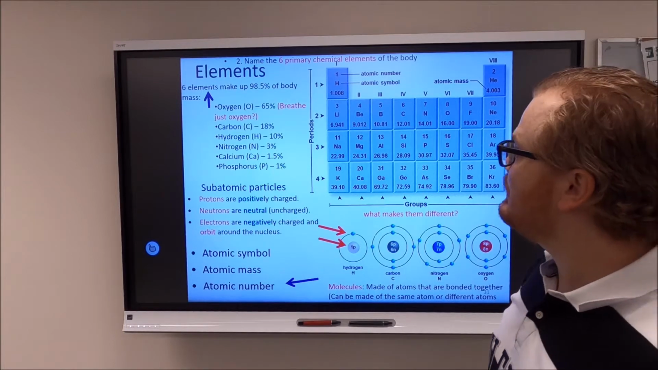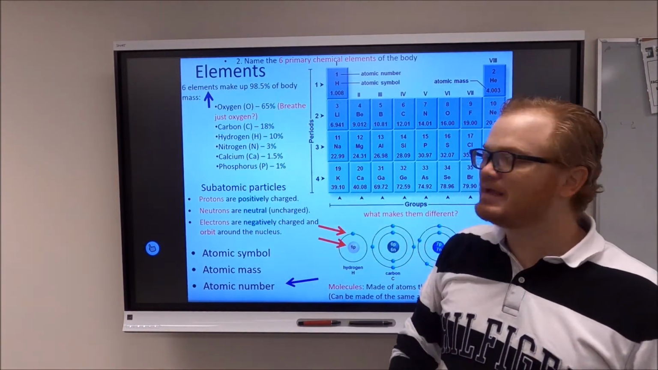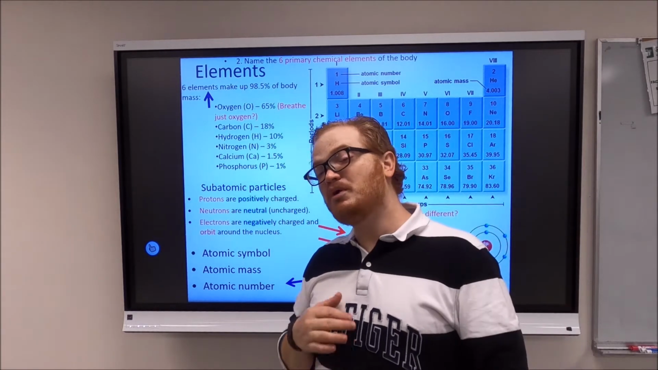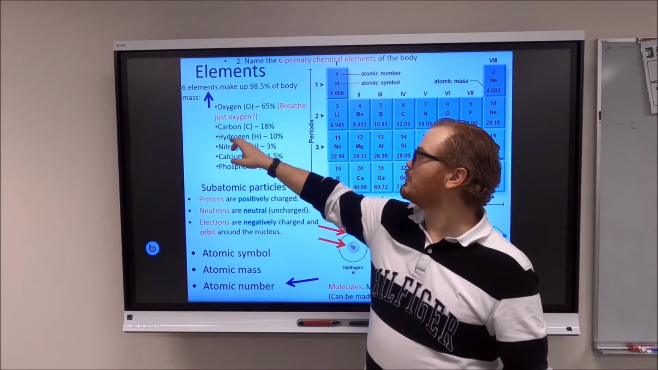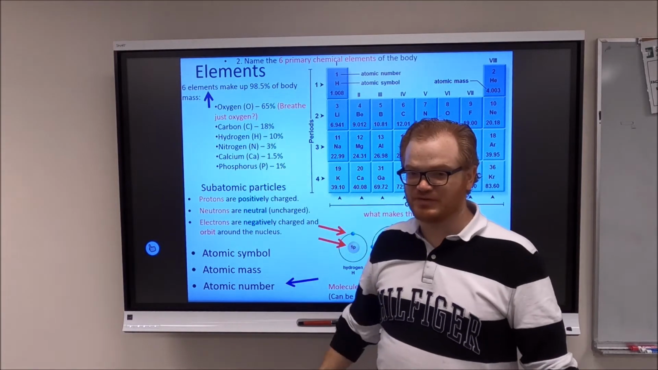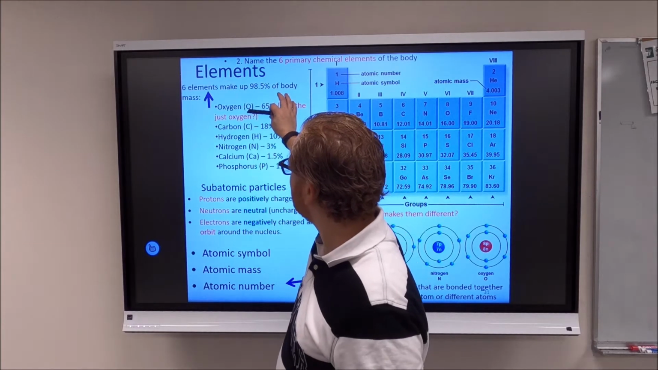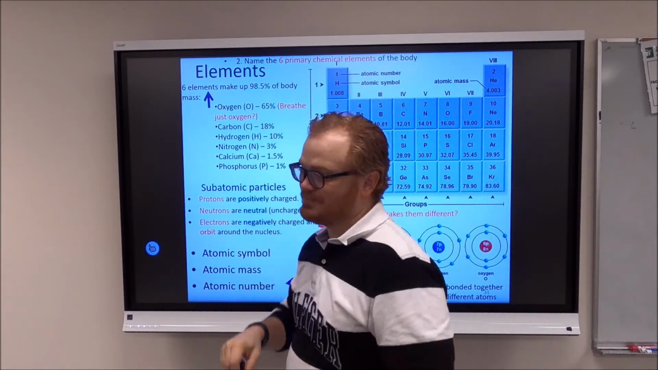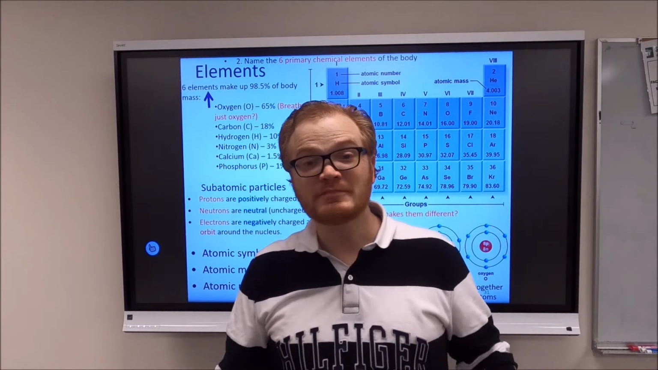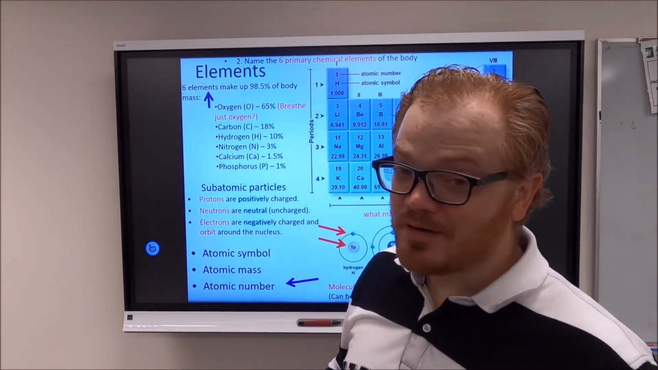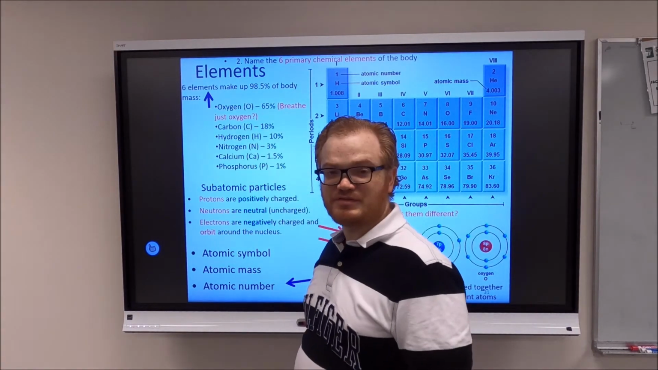What I need you to know is that there's about 6-ish elements that make up the vast majority of your body. Almost your whole body is oxygen, carbon, hydrogen, nitrogen, calcium, and phosphorus. And that makes perfect sense. Now, why so much oxygen? Why so much hydrogen? What's your body mostly made of? Water. And if water's chemical formula is H2O, it means there's going to be a lot of oxygen, a lot of hydrogen in your system.